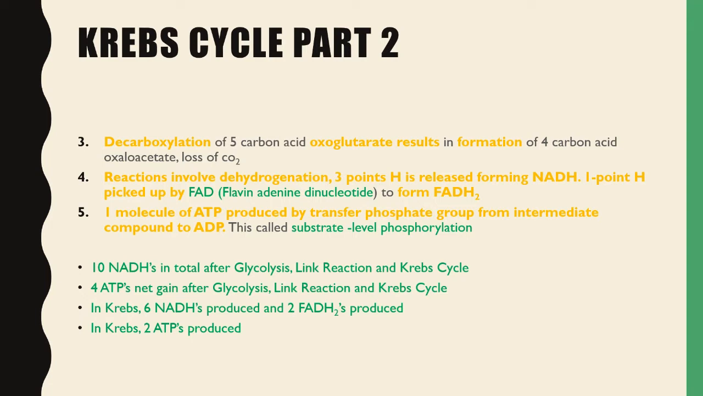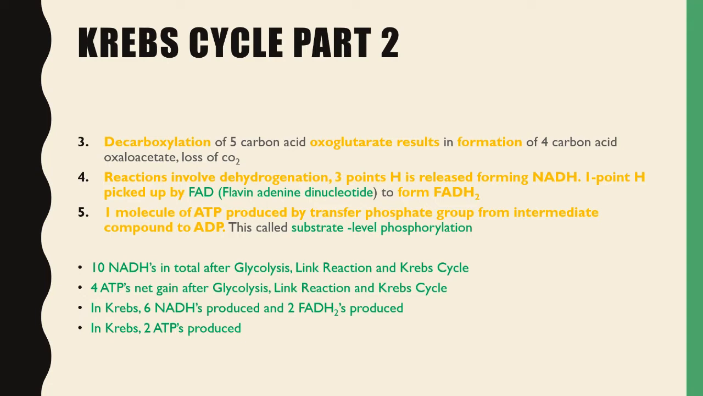All these reactions will involve dehydrogenation, and at 3 points hydrogen is released forming NADH, and at 1 point hydrogen will be picked up by FAD, which is flavin adenine dinucleotide, to form FADH2. So 1 molecule of ATP is produced by the transfer of a phosphate group from the intermediate compound to ADP, and this is called substrate level phosphorylation.